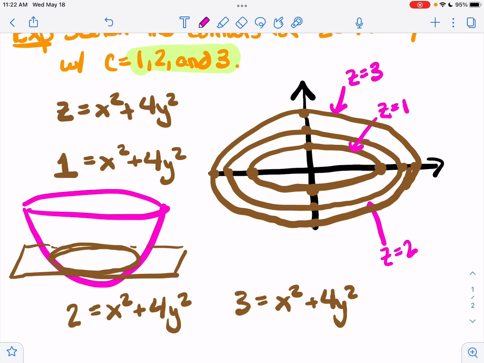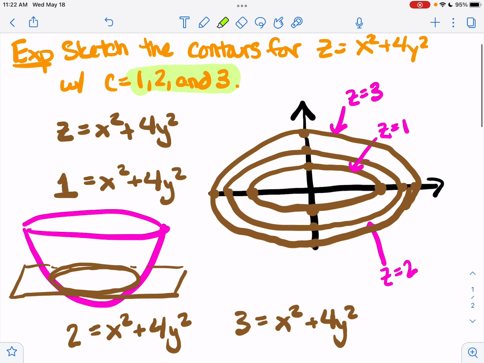And I've labeled the contours with the appropriate elevations on the map. So you can see that if you walk around this contour here, you're at elevation 1. If we walk around the middle contour here, we're at elevation 2, and so on. That's how we can read our contour map. So we'll have problems where we're asked to sketch a contour map, and this is how we do it. We put in these values for z and sketch whatever the resulting thing is.